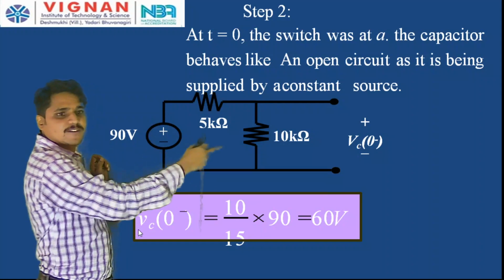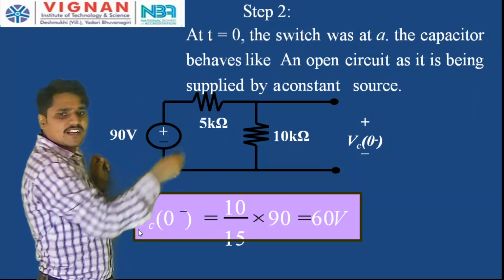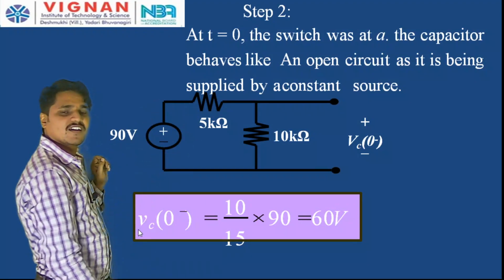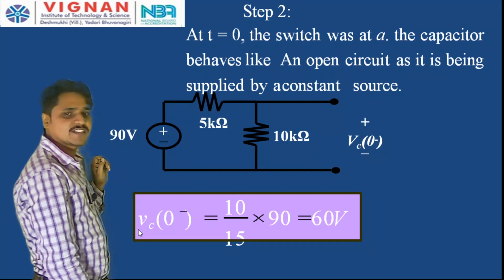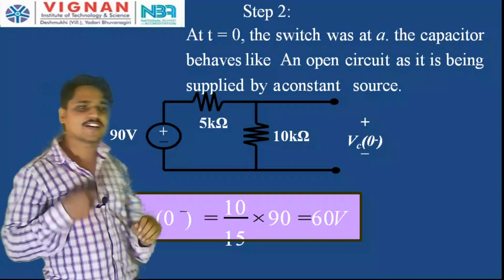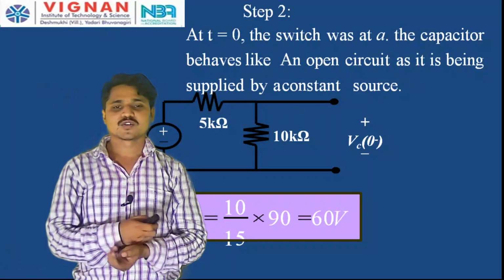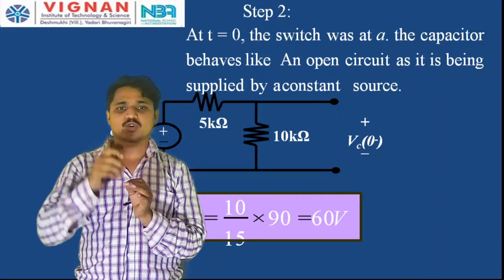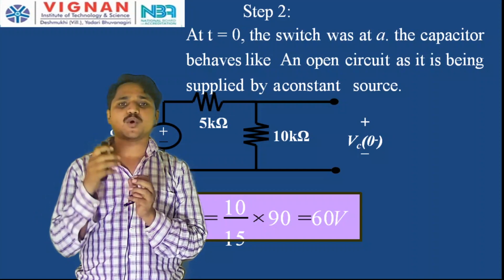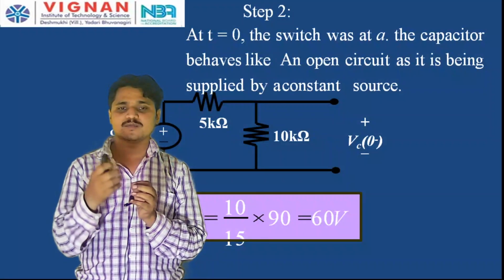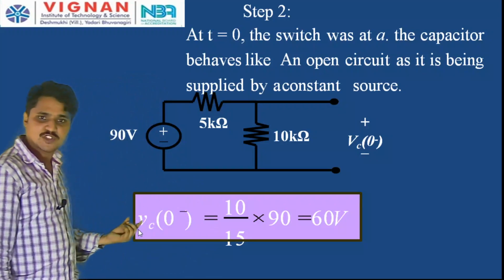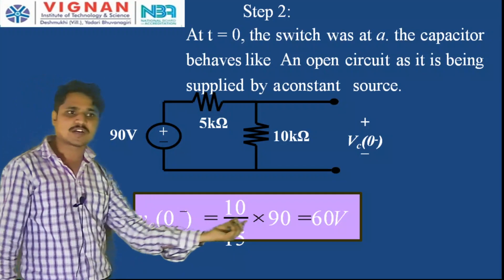If the current is 0, then this 90 volt voltage source, 5 kilo ohm resistor, 10 kilo ohm resistor, okay, these all three are connected in series. Therefore, I can use the voltage division principle in the series connected elements. So what is the voltage division principle? The voltage across any series connected element is equal to the total voltage into that resistance divided by total resistance.